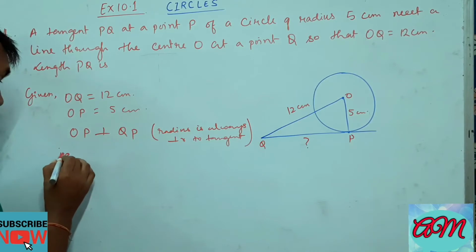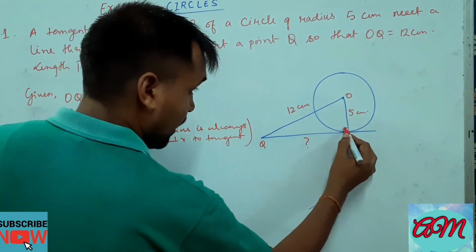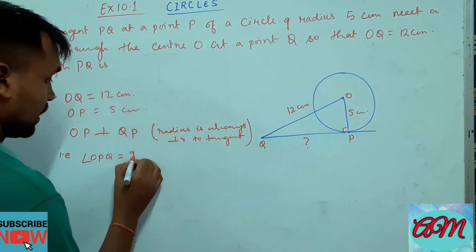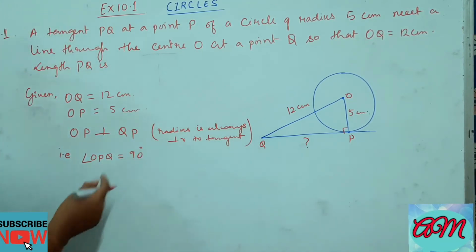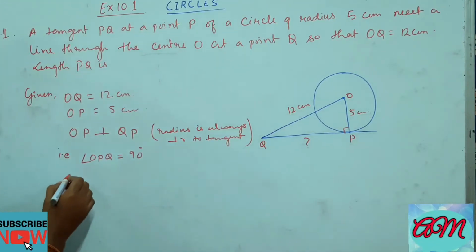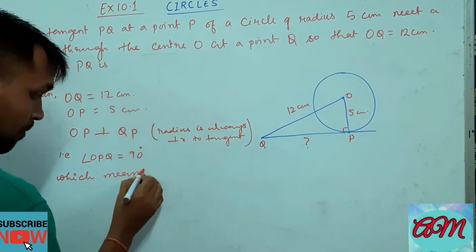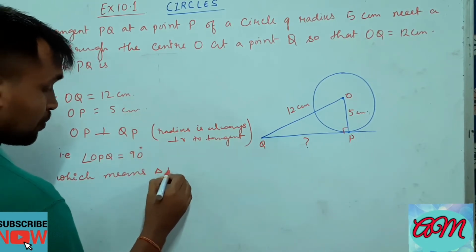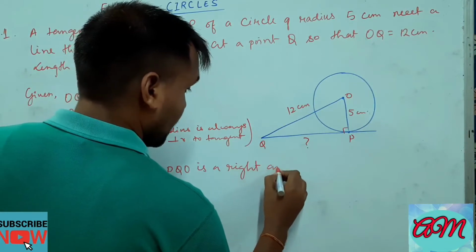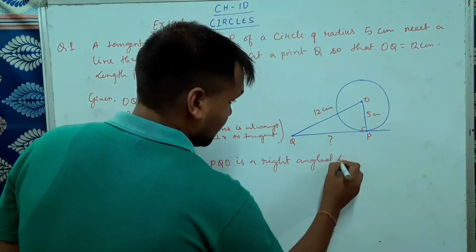If OP is perpendicular to QP, that means this angle is how much? 90 degree. So angle OPQ equals 90 degree. Okay, if QPO is 90 degree, then this becomes what? Right angle triangle, which means triangle PQO is a right angled triangle.